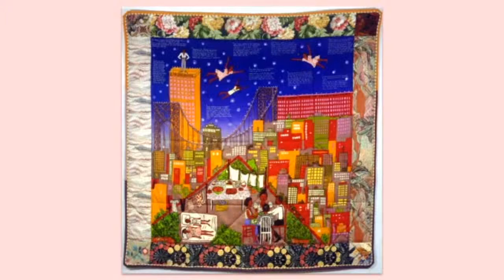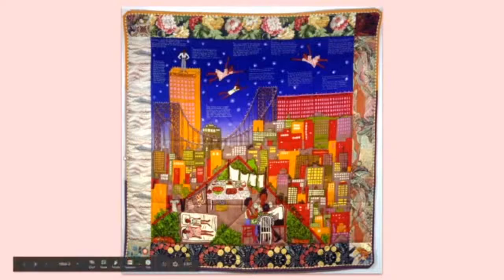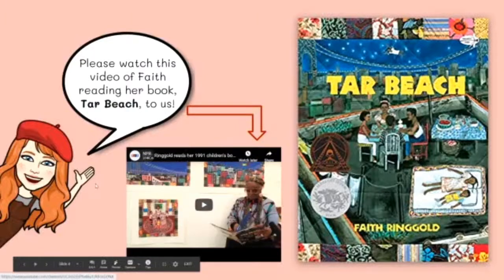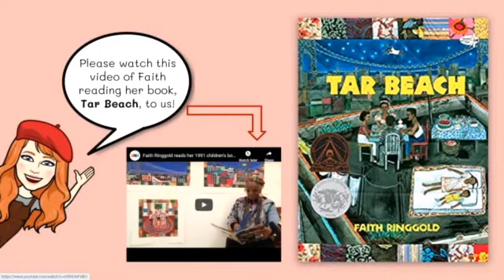So she is super creative, and she has created a new way of creating art on a quilt that tells a story. Okay? So now that we talked about all those elements of art, I would love it if you please watched this children's book. It's called Tar Beach, and if you notice, she's the one who wrote this book. And she's the one who illustrated it. She wrote this in 1991.